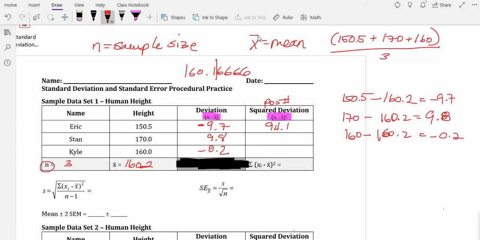What is the squared deviation for Stan? All right, I need to see one more answer. All right, 96.04. If we round that to the tens place, it's going to be 96.0. Yep. All right, and then Kyle. What is Kyle's squared deviation? All right, I got one answer. Let me see a second one. All right, good. It's 0.04. I know I could round it to the tens place, but since it's the only digit we've got, I'm gonna just leave it like that.